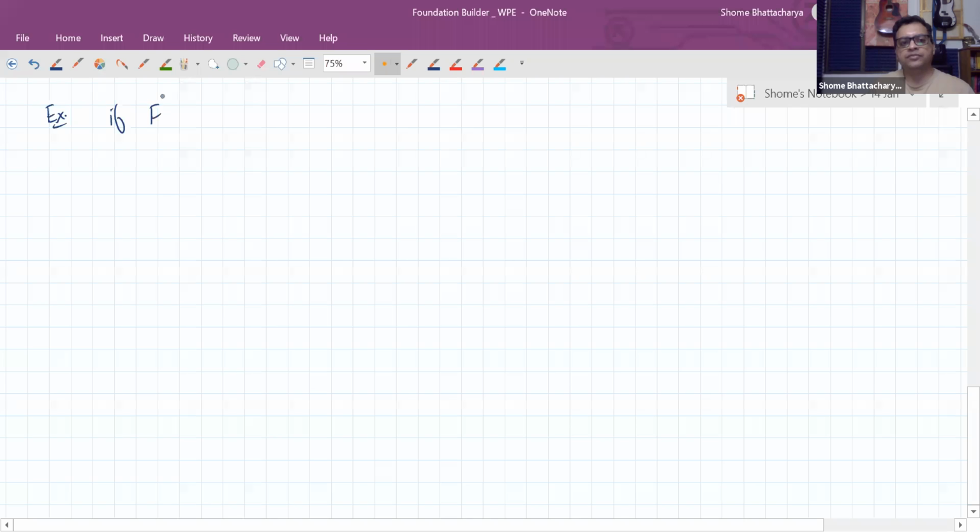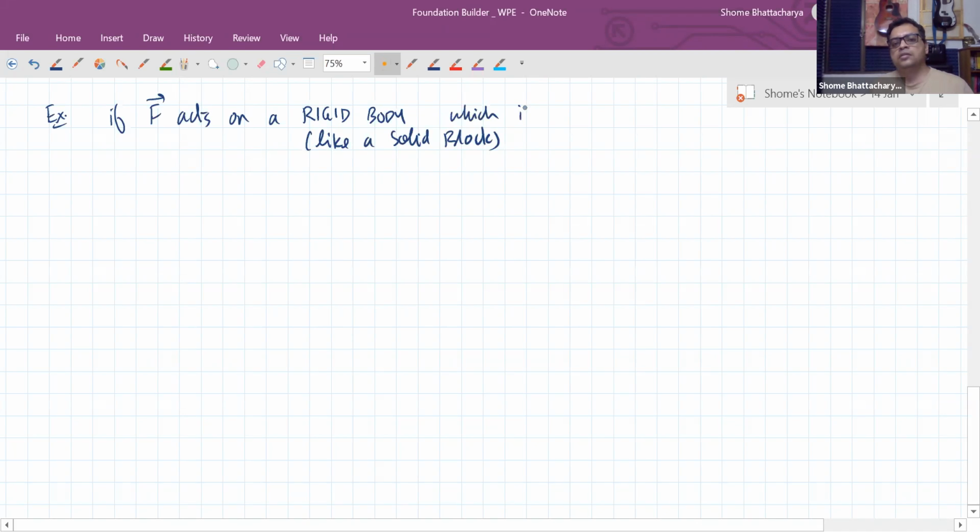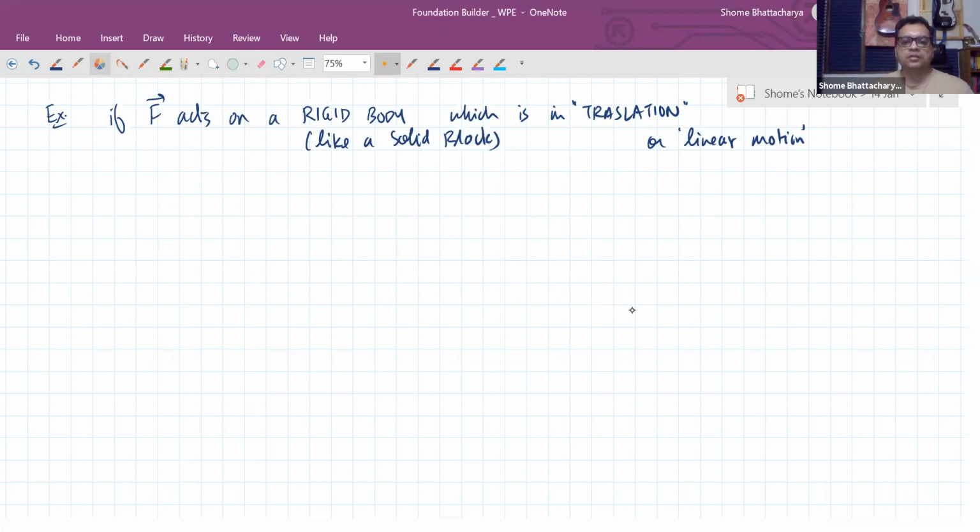If force F acts on a rigid body, like a solid block, which is in translation type of motion. In kinematics, you would have studied that there is translation and then there is rotation. So translation or linear motion, that kind of situation. So let's imagine this with a diagram.